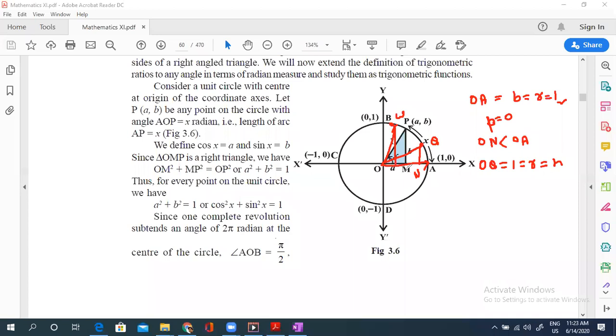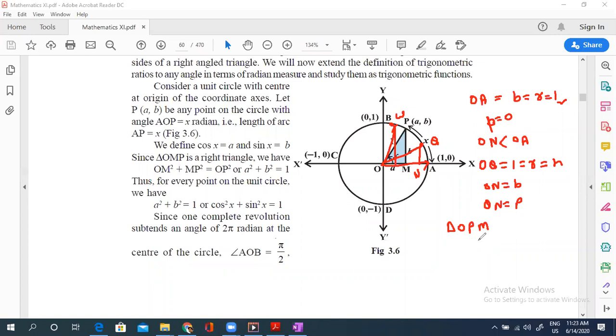So in triangle OQN, ON is your base and QN is your perpendicular. Makes sense? Yes or no? Because I'm considering this angle, QN is your perpendicular and ON is your base. Now consider triangle OPM.